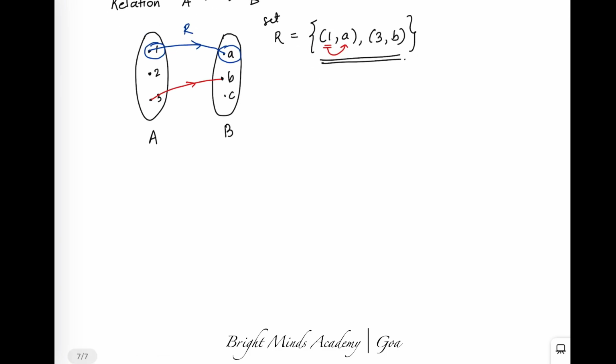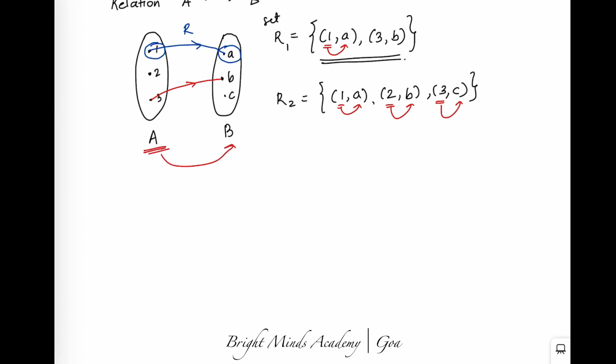Now I can have a different relation. So let's just say I name this as R1, and I can write another relation R2 where I'm relating 1 to A, then I'm relating 2 to B, and I'm relating 3 to C. So if you see, the element 1 is related to A, the element 2 is related to B, and the element 3 is related to C. So I'm relating an element from the set A to a set B.